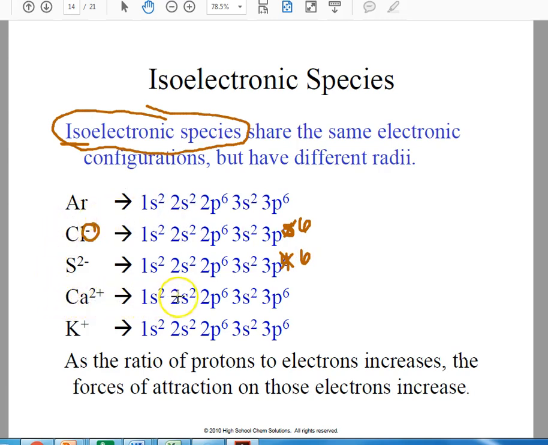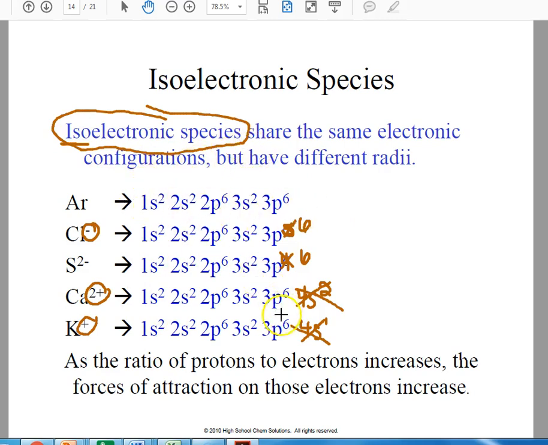Calcium actually has more electrons than any of these. It's 4s2 for its electron configuration. But if it's +2, that means it's lost 2 electrons, so it loses these 2 to again be the same as all of these others. Potassium is 4s1, and again, +1 means it's lost 1, so it is identical to these. So all of these are isoelectronic.